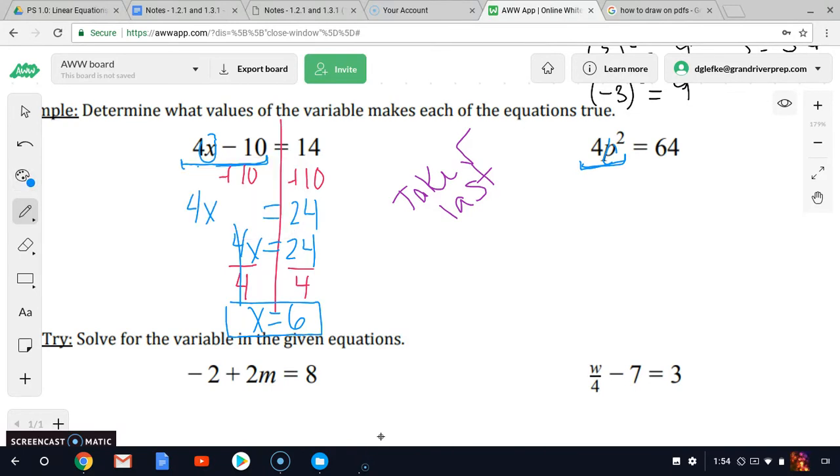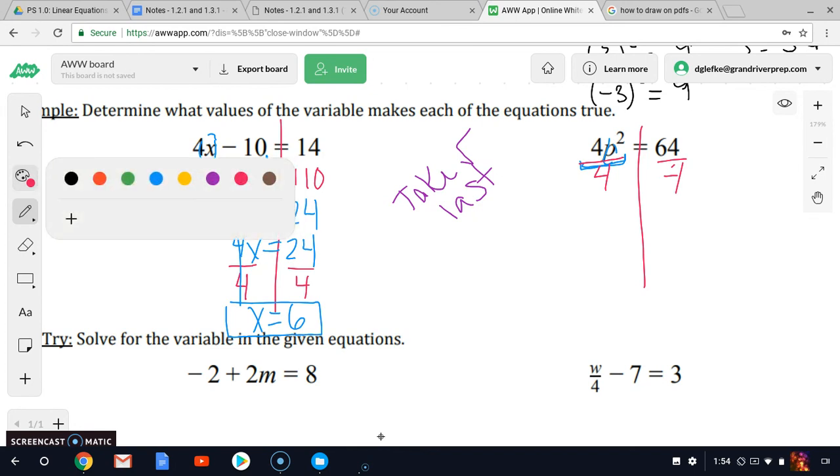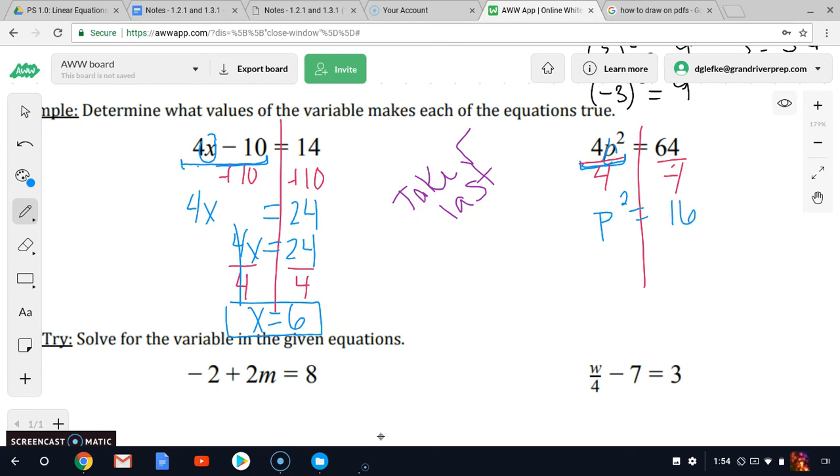To start, we actually want to get rid of that 4. That 4 is being squished with our variable, which means we have to divide. So we're going to divide both sides by 4. When we divide both sides by 4, we get p squared equals 16. 64 divided by 4 is 16.